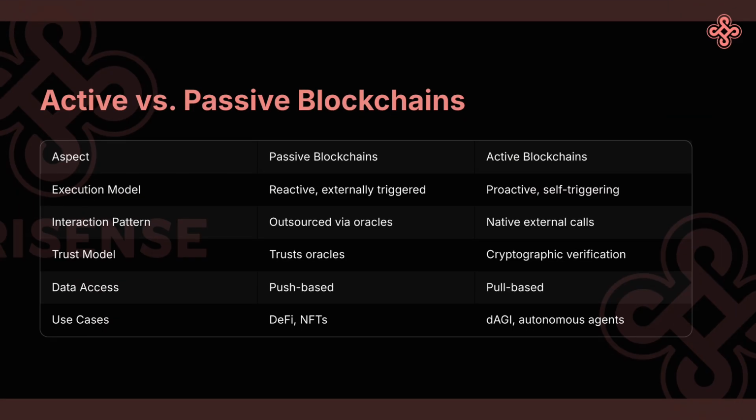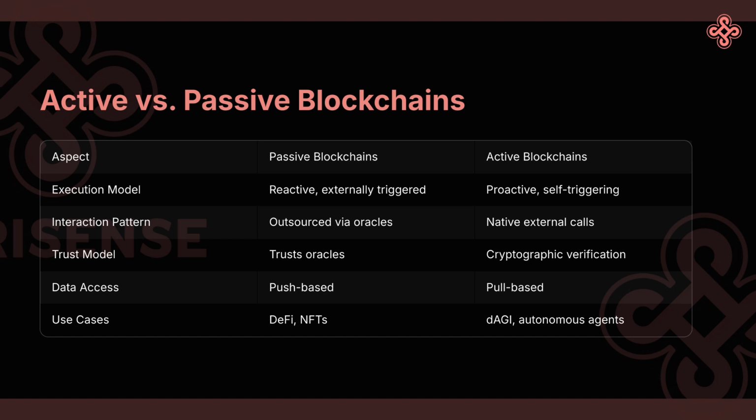The transformation introduced by the active blockchain paradigm is fundamental. To better grasp its innovations, it's helpful to compare it with traditional passive blockchains across various aspects. The core differences between active and passive blockchains lie in several key areas. Firstly, the execution model. Passive blockchains operate reactively, triggered entirely by external transactions and waiting to execute instructions. In contrast, active blockchains are proactive, capable of self-triggering actions and initiating external requests while scheduling future tasks.